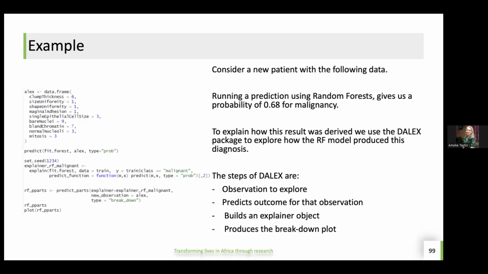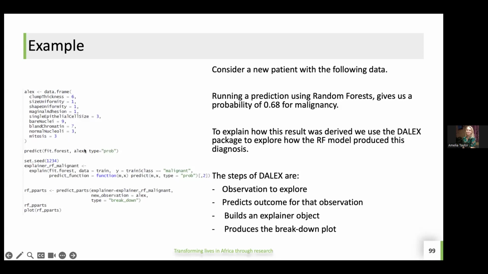So here we have an example of a patient. We just created a patient called Alex, and this is a new patient. So we put all this data, we have 9 features, into a data frame, and we put that into a variable called Alex. This Alex has value 6 for clump thickness, size uniformity is 1, shape uniformity is 1, and so on.